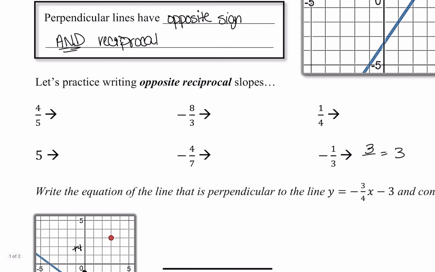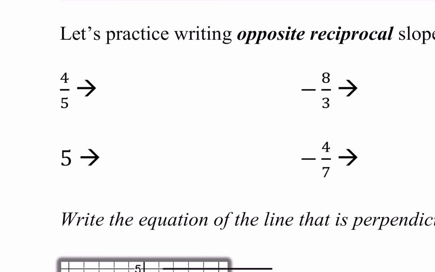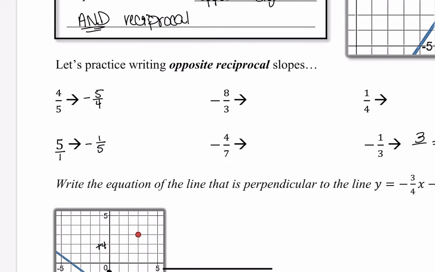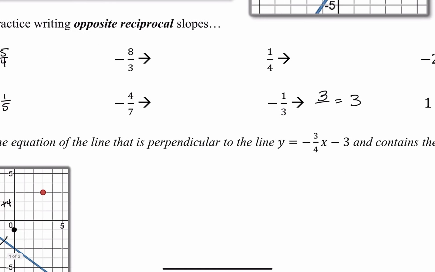So let's practice. If this is a positive 4 over 5, it now becomes negative, and you do the reciprocal, which becomes negative 5 over 4. Every whole number is over an invisible 1, so positive 5 becomes a negative, and then you do the reciprocal of the fraction. Now go ahead and practice doing the rest.